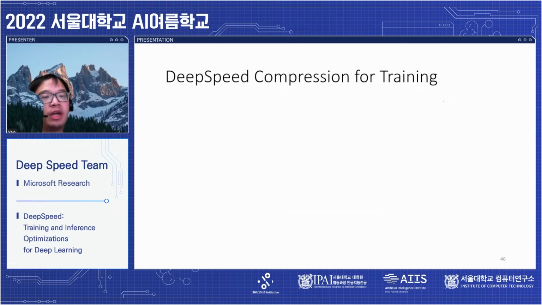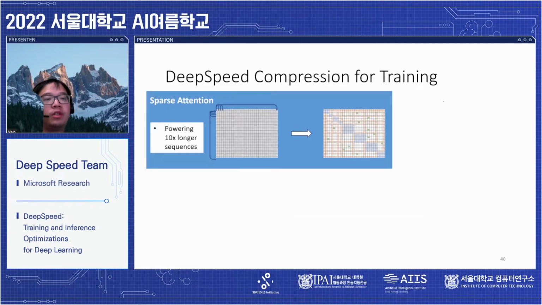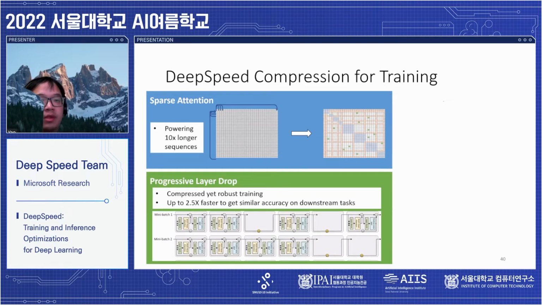On the training side, we have developed novel compression techniques that modify the training algorithm to improve the training efficiency. To give a few examples, we implemented the sparse attention kernels. This is a technique that explores the intrinsic sparsity that exists in the self-attention layer of transformer models, which allows users to train NLP models with 10x longer sequence length, but with the same training cost.